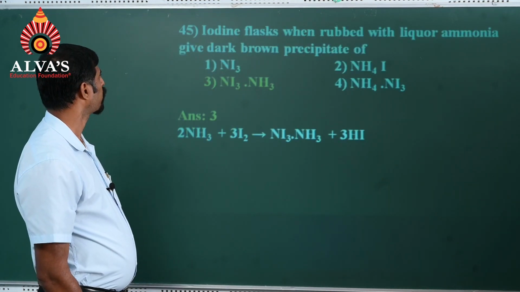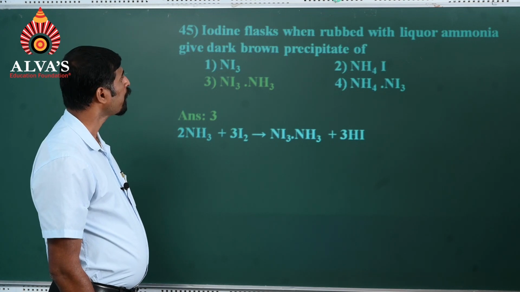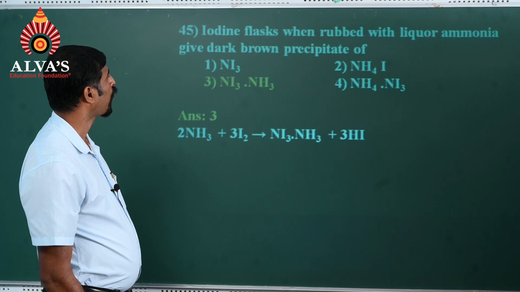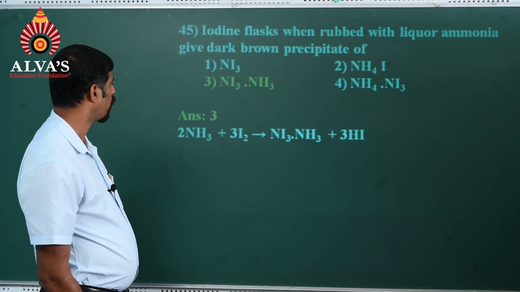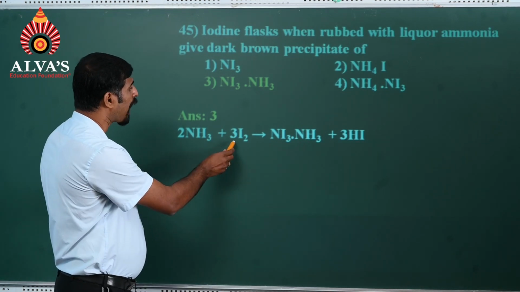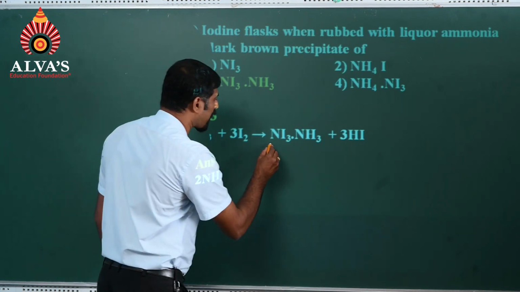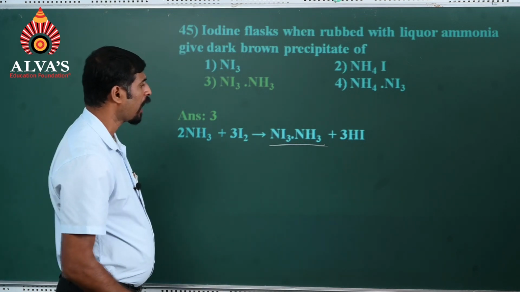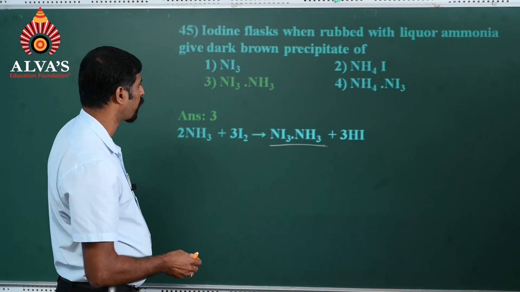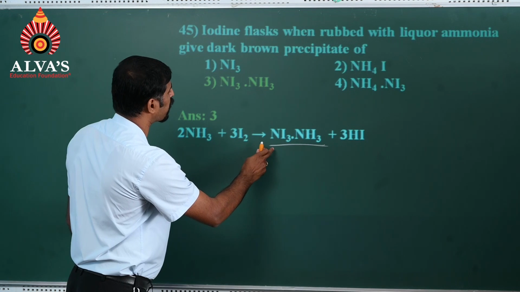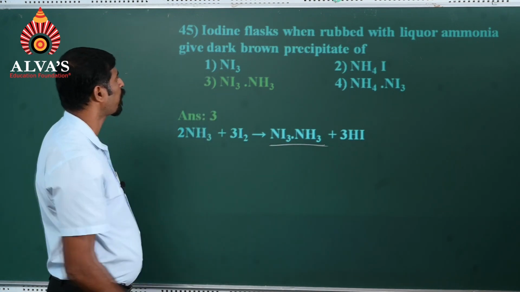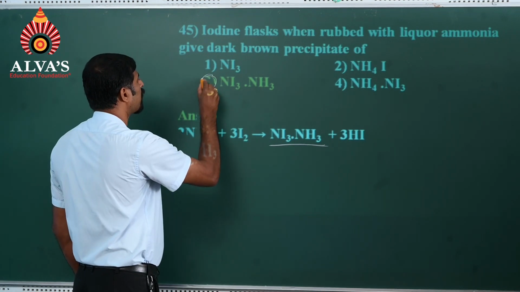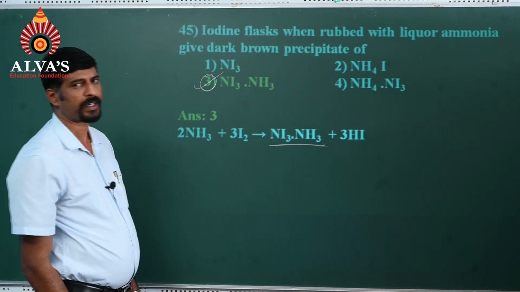Next, we'll move on to question number 45. Iodine flask, when rubbed with liquor ammonia, gives a dark brown precipitate of. When ammonia reacts with iodine, it forms an ammoniate complex. NI3 ammonia complex is formed, and because of the formation of this complex, it forms a dark brown precipitate. Therefore, option third is the right answer.